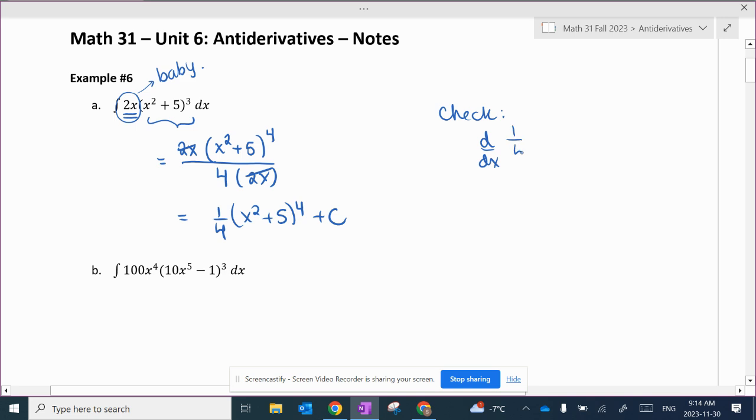Okay, you can check it as well. Find the derivative of this. If I'm finding the derivative, it's going to be 4 over 4 times x squared plus 5 all cubed multiplied by 2x. C just goes away.